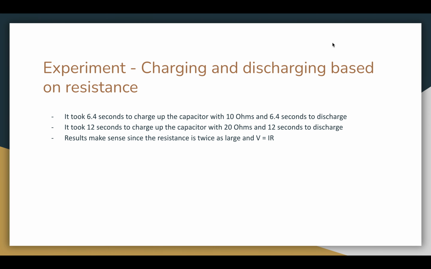Next, we had an experiment of charging and discharging based on resistance. It took us 6.4 seconds to charge up the capacitor with 10 ohms and 6.4 seconds to discharge it. It also took us 12 seconds to charge up the capacitor with 20 ohms and 12 seconds to discharge. These results make sense since the resistance is twice as large and V equals IR.